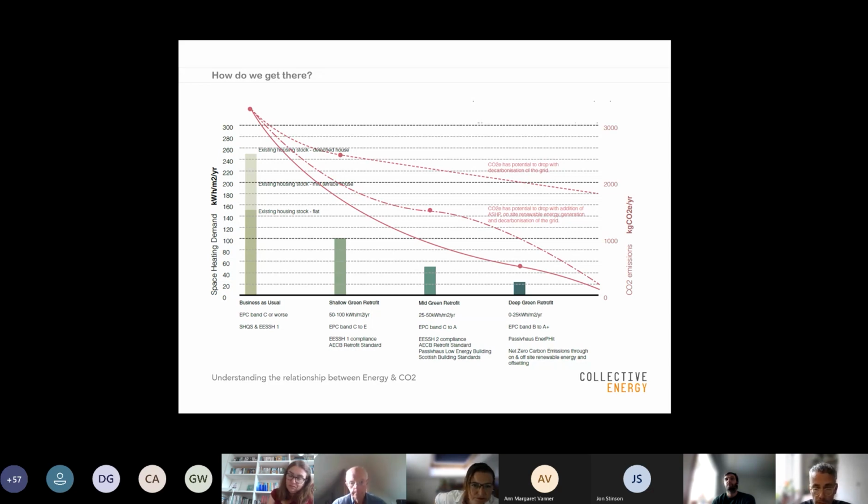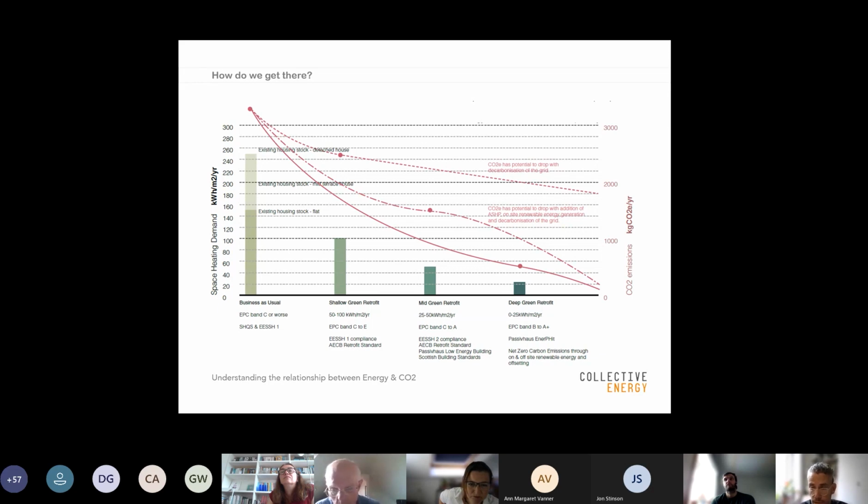The shallow green retrofit is basically looking to get you between 50 and 100 kilowatt hours per meter squared for your space heating demand. Mid green, 25 to 50. So that's getting your EPC band closer to A and also starting to meet EIS 2 compliance. And then deep green retrofit is EnerPHit Standard, where you're between 0 and 25 kilowatt hours per meter squared per year, and your EPC band is somewhere between B and A plus, depending on the degree to which you apply EnerPHit.